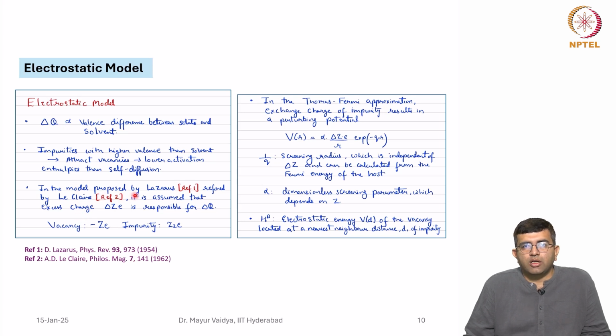In the model proposed by Lazarus and further refined by Leclerc, it was assumed that the excess charge, delta ZE, is responsible for delta Q, where the vacancy is assumed to carry a charge minus Z into E, and the impurity carries a charge Z2 into E.